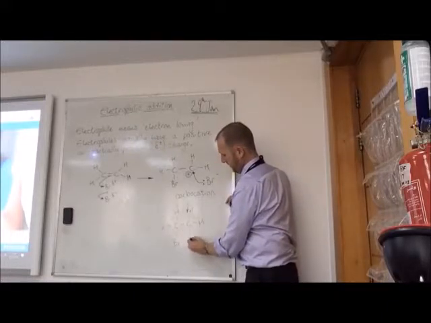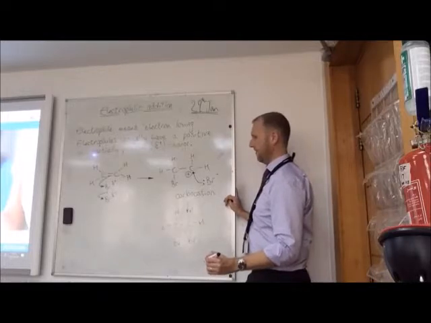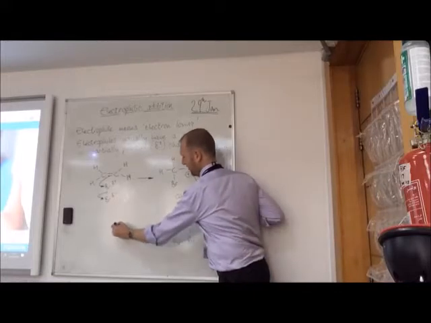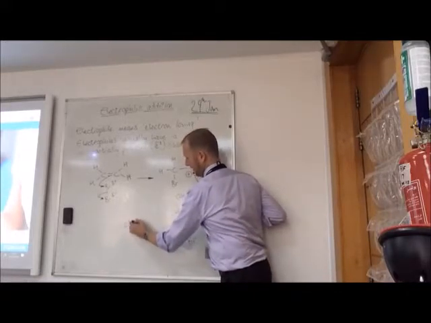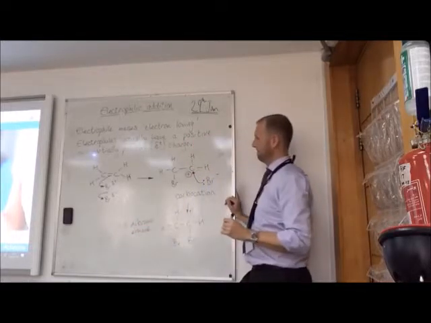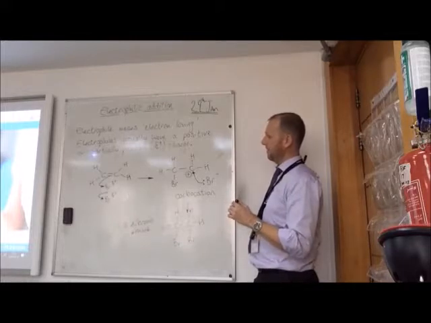We had a name for it last lesson, didn't we? What did we call it? 1,2-dibromoethane. Exactly. 1,2-dibromoethane. Okay. And that's going to be the same kind of pattern all the time.